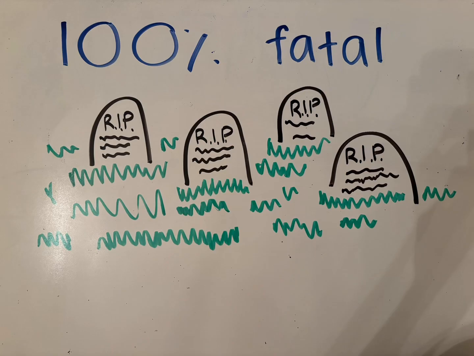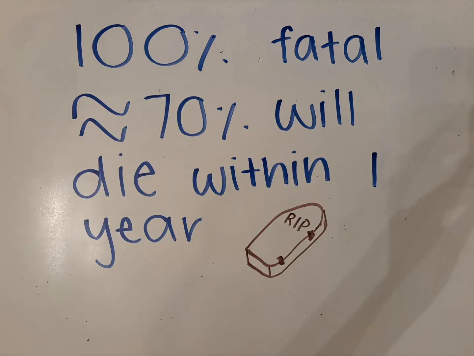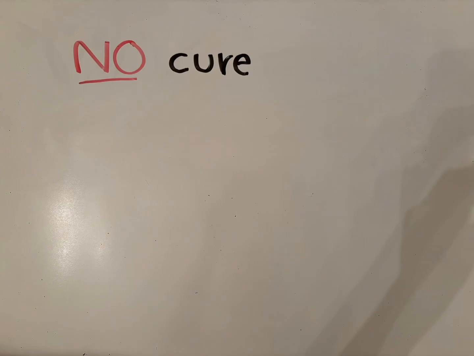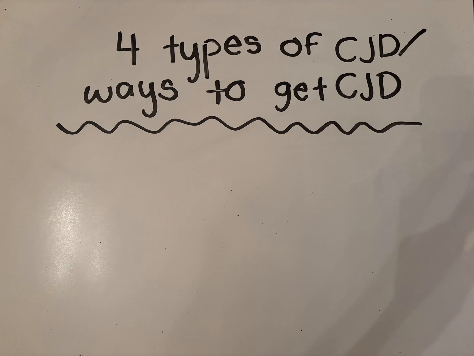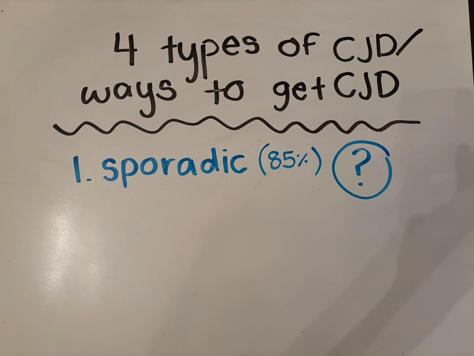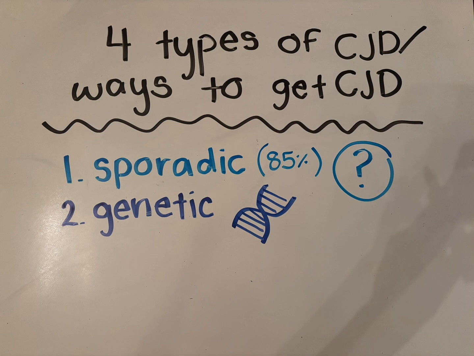CJD is 100% fatal, and about 70% of people who get it will die within 1 year. There is no cure and no way to slow progression. There are 4 types of CJD/ways to get it. The first is sporadic, making up about 85% of cases. And this basically means they just don't know why the prion got there in the first place. It's unknown.